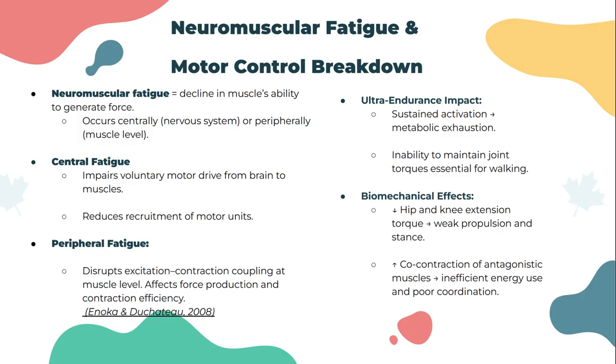Next, let's consider neuromuscular fatigue. Central fatigue disrupts the brain's ability to send signals to muscles. Peripheral fatigue limits the muscle's ability to respond to signals. During an Ironman, both types are likely present. Athletes experience diminished joint torque, especially at the hip and knee. Co-contraction of antagonist muscles also increases, which wastes energy and destabilizes movement.